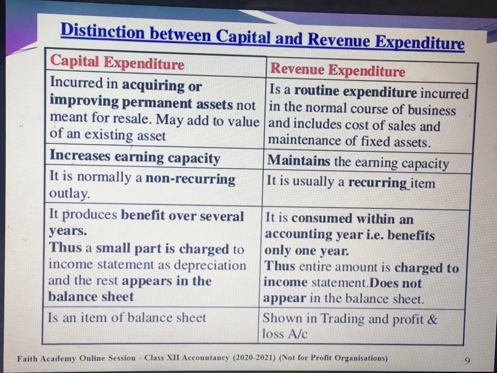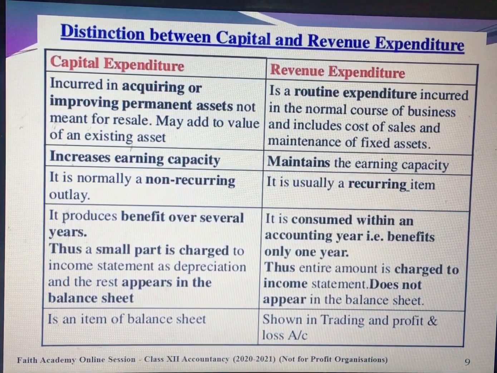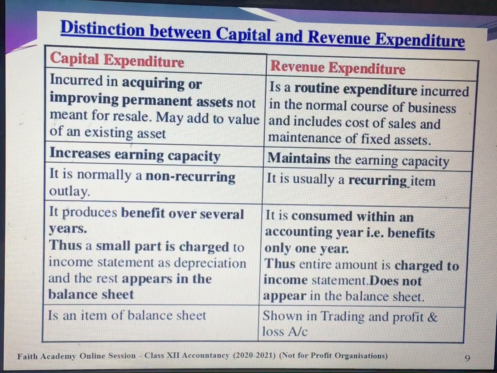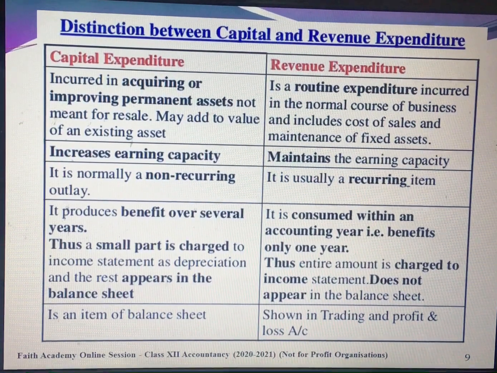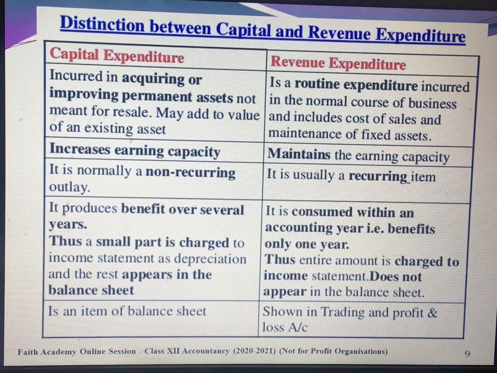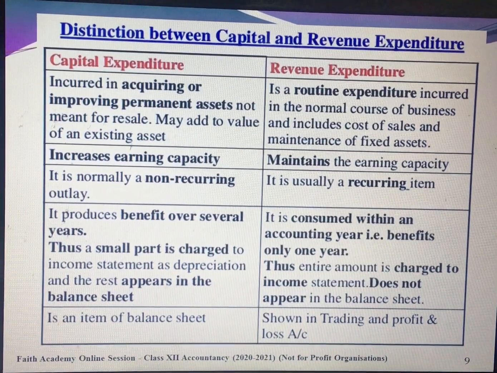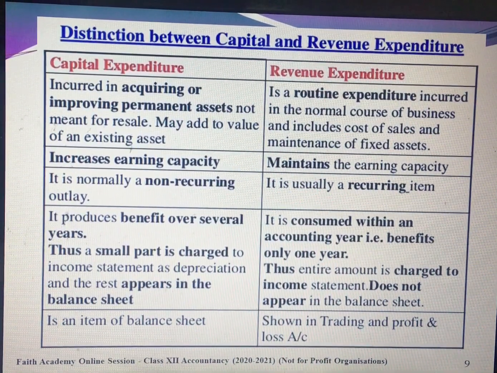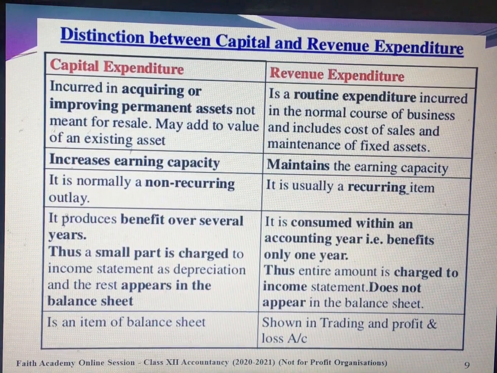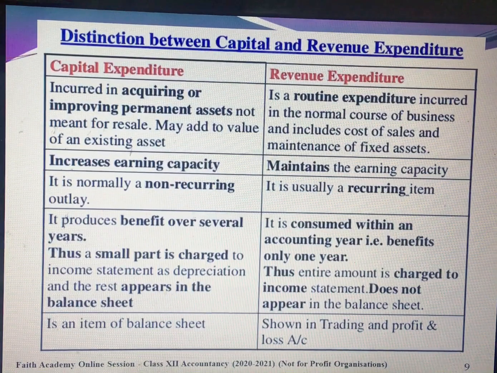So capital expenditure is like if we have to acquire permanent assets, or if we even are adding value to an existing asset, that is also capital expenditure. And what is revenue expenditure? Revenue expenditure is where we are doing an expenditure of a routine type. Okay, it can be in the normal course of business. Capital expenditure increases the earning capacity. If you're buying a new plant, then definitely it is increasing the earning capacity. If you're repairing that plant, that is revenue expenditure. It is maintaining the earning capacity.